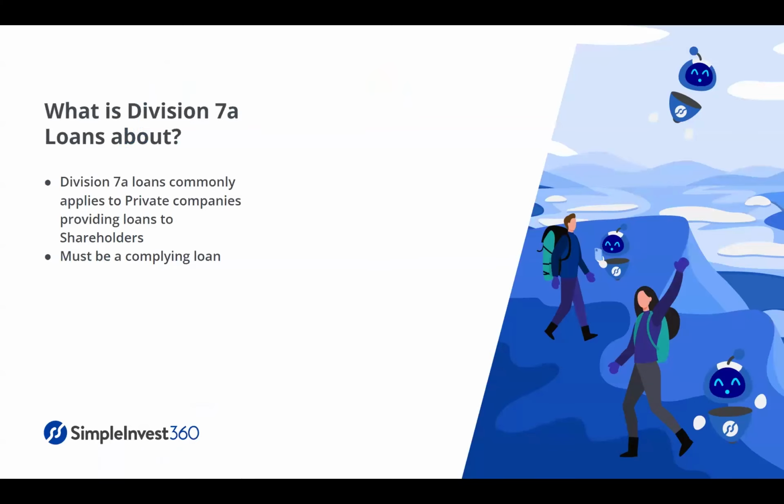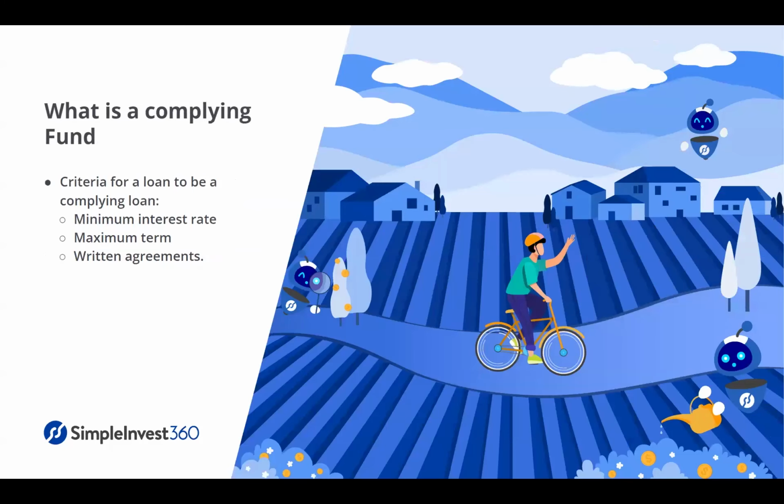So to begin, looking at Division 7A loans, what are Division 7A loans about? They're about loans from companies to the shareholder. For it to fall under a Division 7A loan, it has to be a complying loan. So what is a complying loan? It must have a minimum interest rate, which there's a calculation for on the ATO's website. There must be a maximum term, which in Simple Invest can be set between 25 years or 7, and there must be a written agreement. So the two above, the interest rate and the term, must be written down and submitted to the ATO.